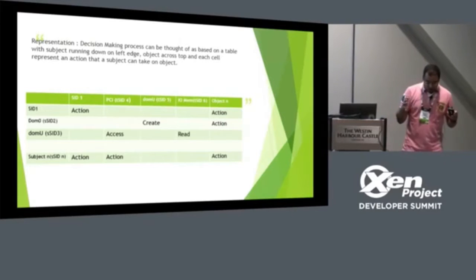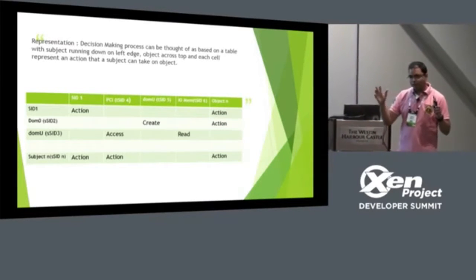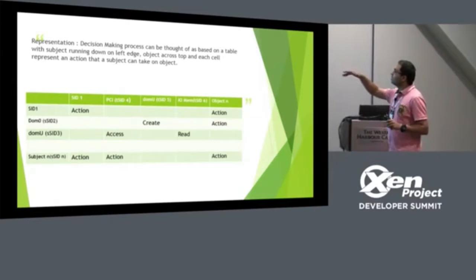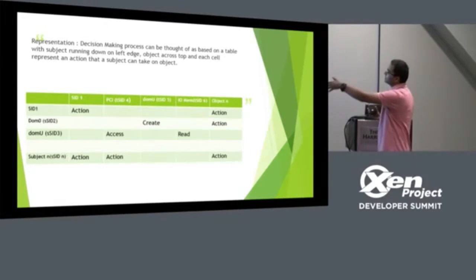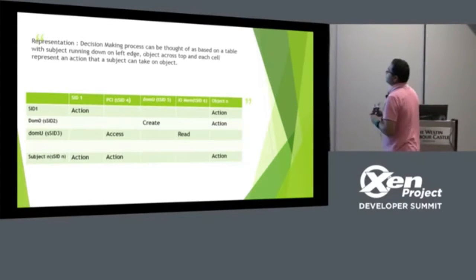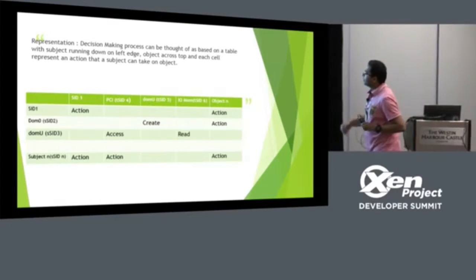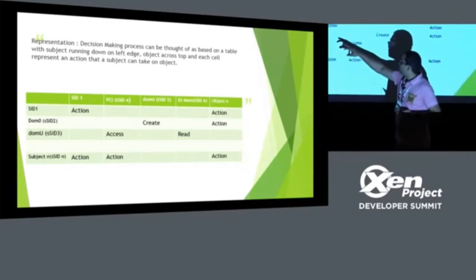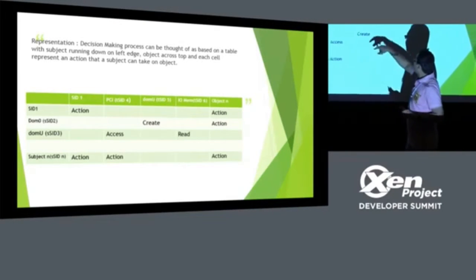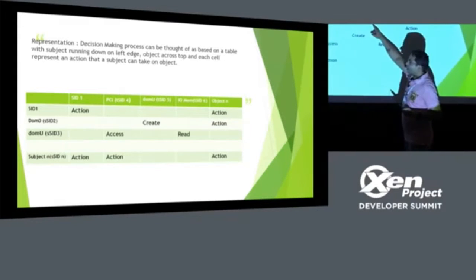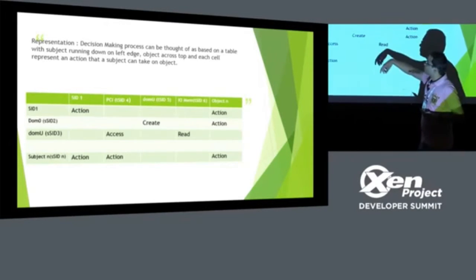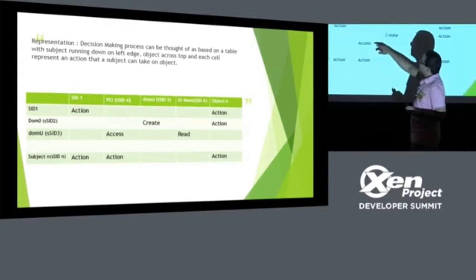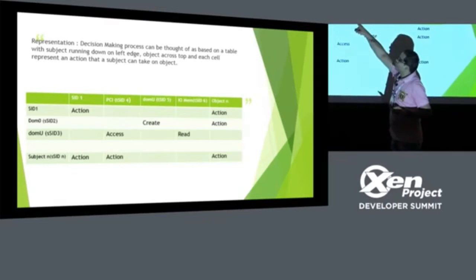Just to make things clear, this is how the table, or the policy DB, will look. You can think of it as a two-dimensional table where subjects run down the left edge and objects run across the top row. So DOM0 with source security identifier, or source security context, can create DOM-U with target security identifier, or target security context, of 5. DOM-U of source security identifier 3 can access a resource, or an object, with target security identifier of 4.